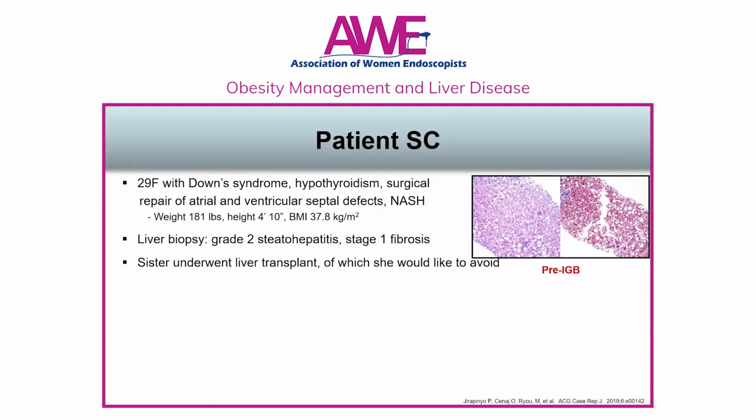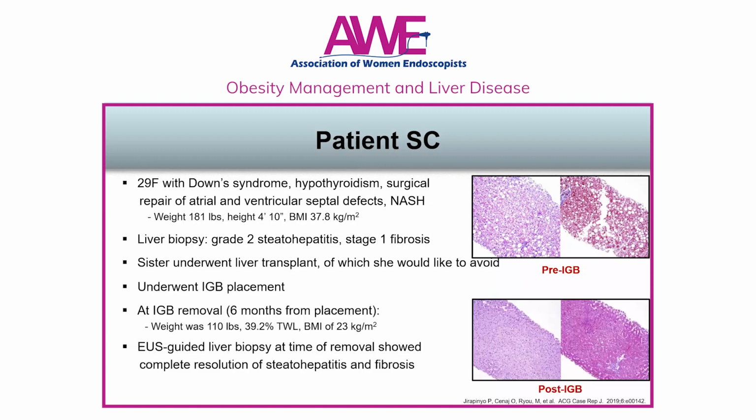Let's start with a case. Here's a patient of mine. She's a 29-year-old woman with a history of Down syndrome, hypothyroidism, and NASH. Her BMI was 37.8. She underwent liver biopsy at an outside hospital, which showed grade 2 steatohepatitis and stage 1 fibrosis. Her sister underwent liver transplant, which she would like to avoid. After discussing different treatment options for weight loss, she decided to proceed with a balloon placement.